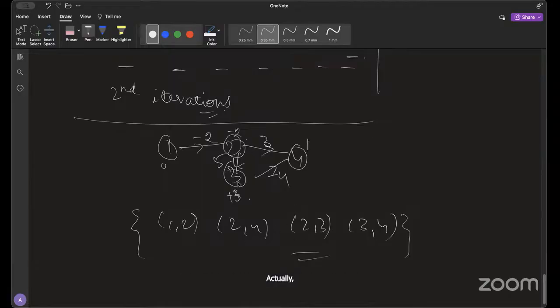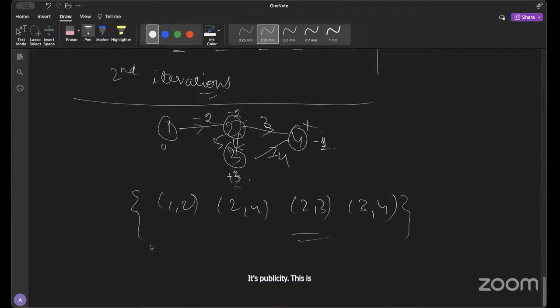For 2, 3, you'll get -2 plus 5, which is 3. For 3, 4, you'll get 3 and -4, so you'll get a -1. So from here, you get a -1 and you have a 1 here. So you get a better weight here, a lesser weight here. So you replace it with -1 and cut this thing. This is the first iteration.